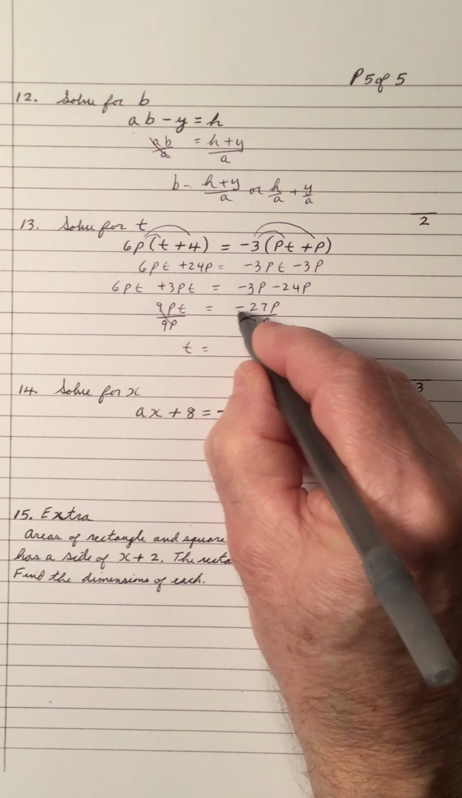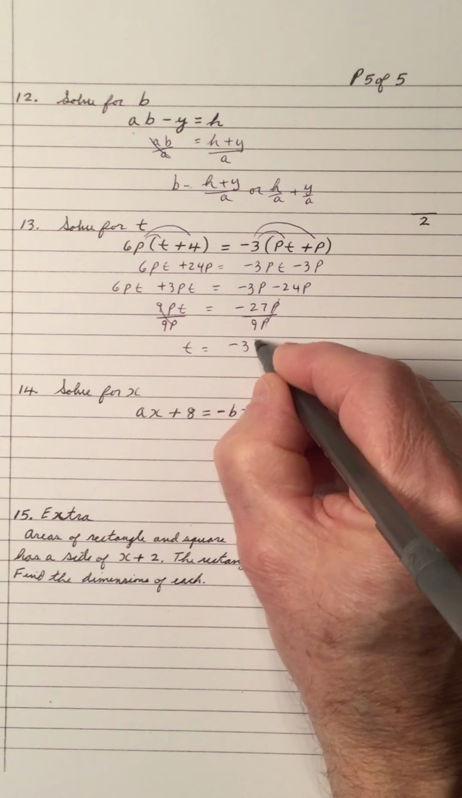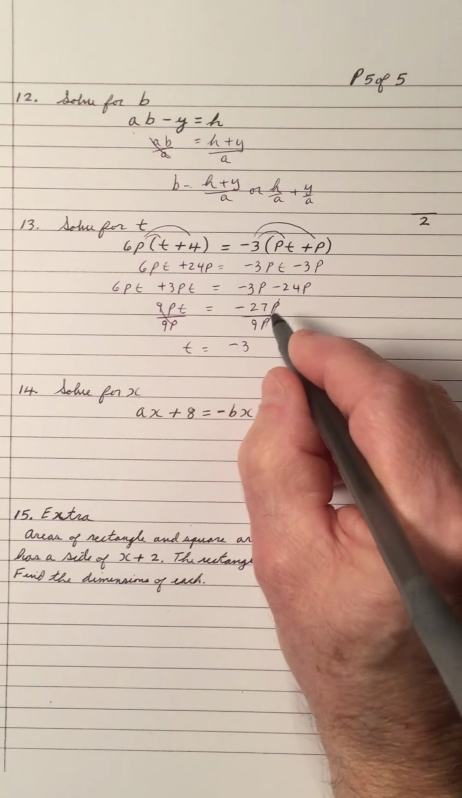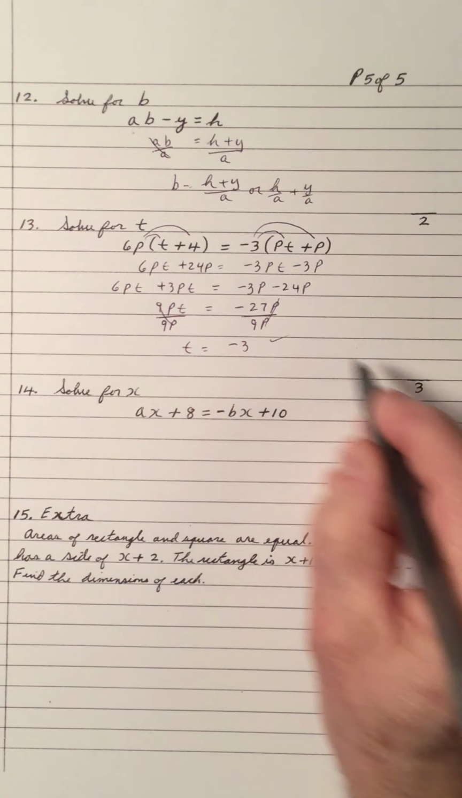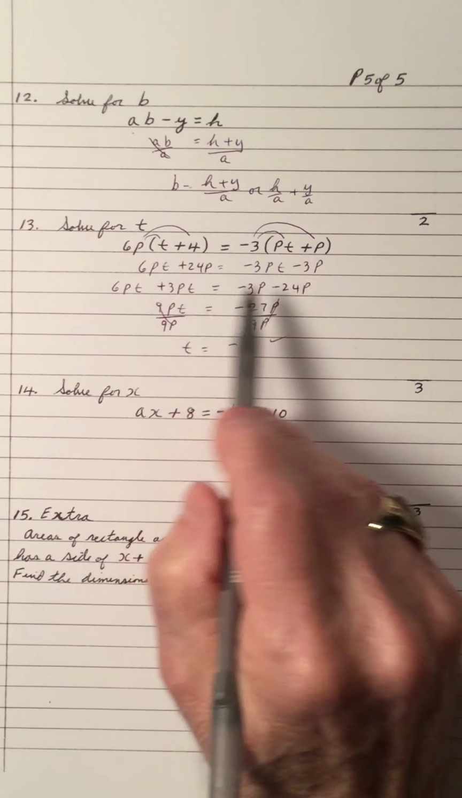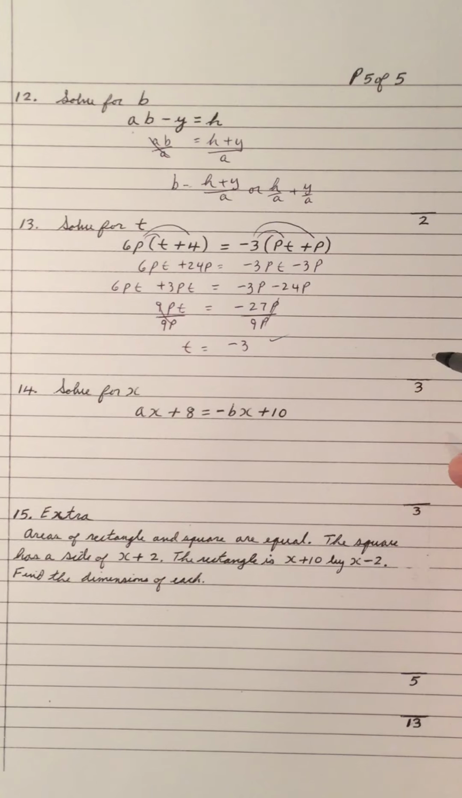And we divide here. Negative 27 divided by 9 is a negative 3, and the p's cancel out, because p divided by p is 1. So that's a negative 3. Give yourself 3 marks if you worked it out. Part way through, you get 1 or 2 marks if you didn't get it fully right.